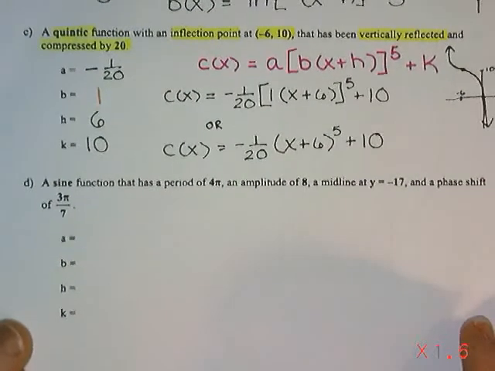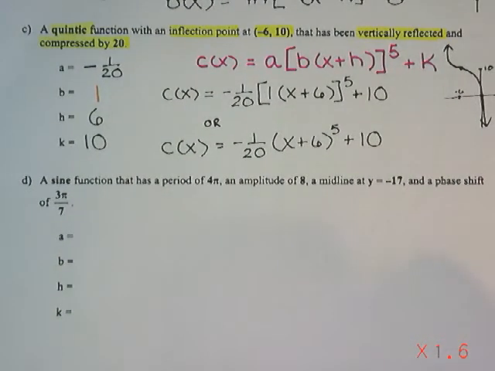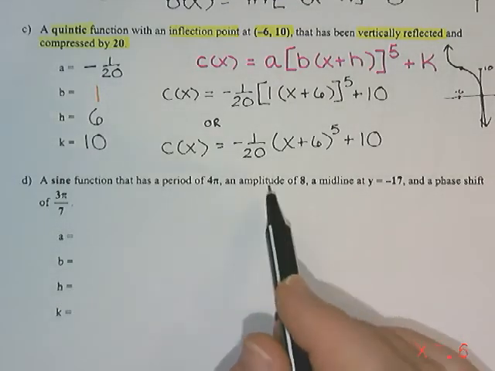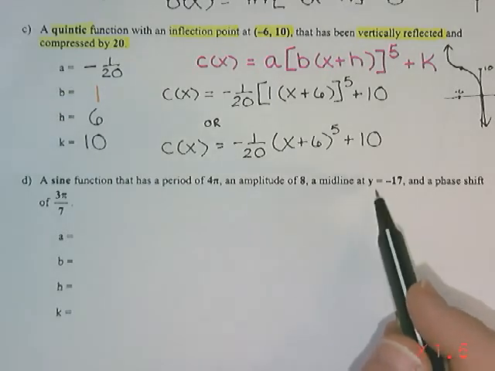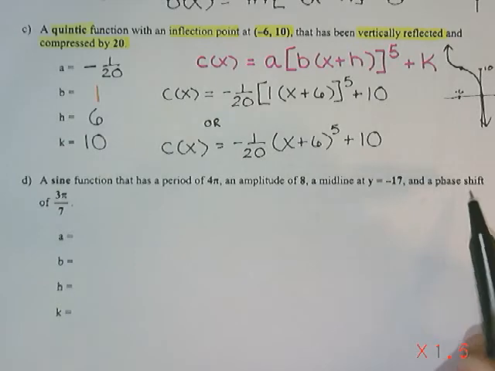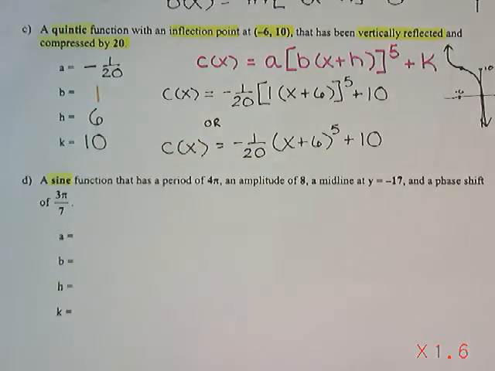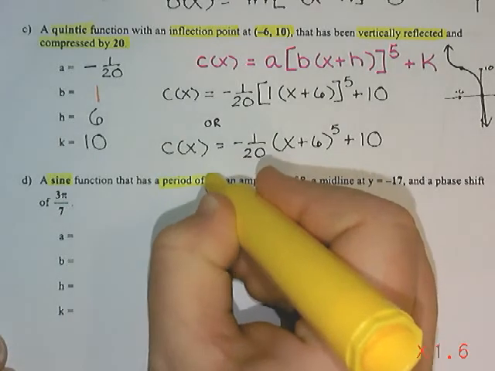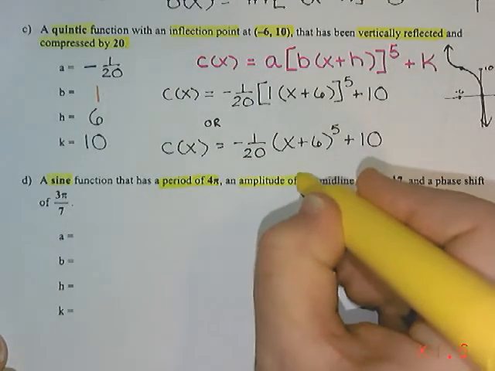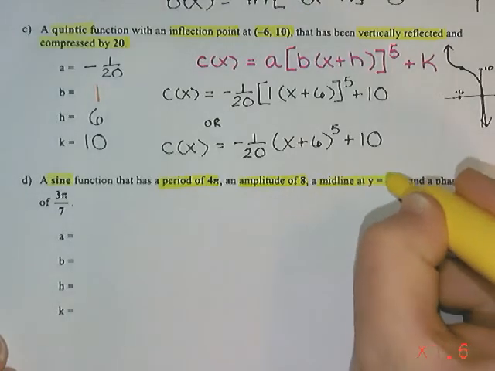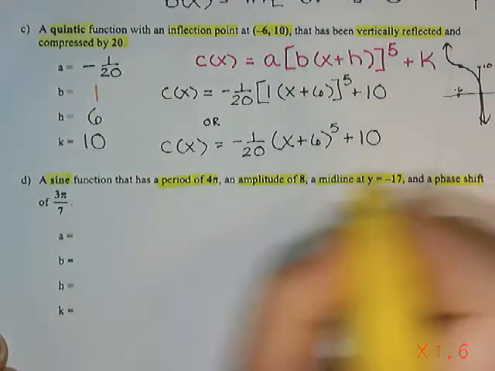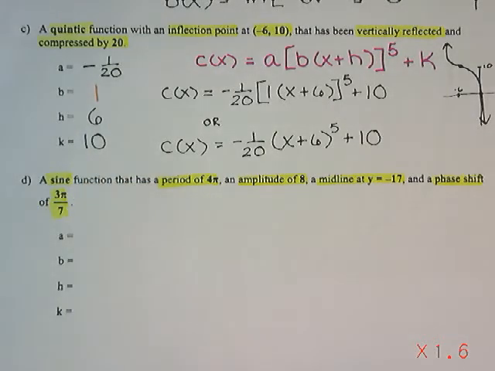Okay, we are going to take a look at part D. So part D says a sine function that has a period of 4 pi, an amplitude of 8, and a midline of y equals -17, and a phase shift of 3 pi over 7. So as I'm reading through this, things that jump out at me, it is sine, not cosine or tan, that the period is 4 pi, the amplitude is 8, the midline is -17, and the phase shift is 3 pi over 7.